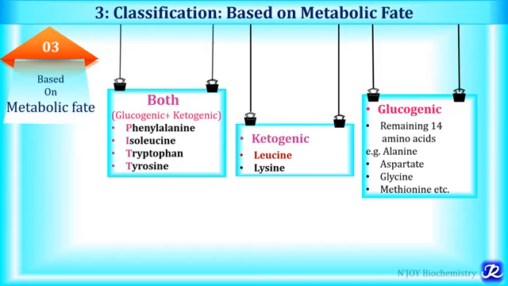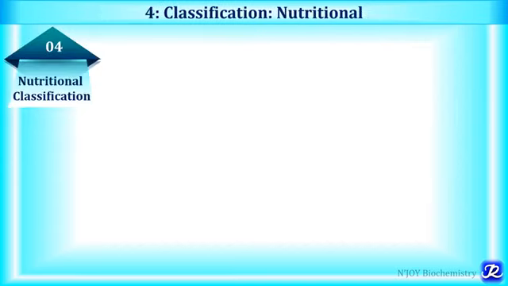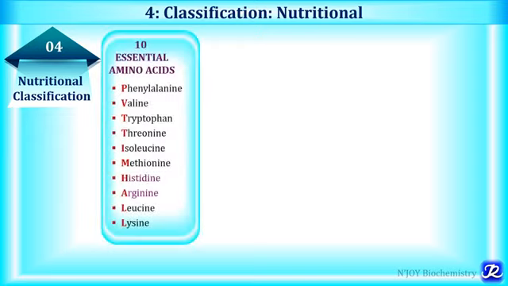So you have to remember four amino acids which are both glucogenic and ketogenic, that is PIT: phenylalanine, isoleucine, tyrosine and tryptophan. Leucine is exclusively ketogenic and the rest you can put into the group of glucogenic. Fourth way of classification is based on nutritional requirement. And as per the nutritional requirement, there are 10 essential amino acids. These essential amino acids cannot be synthesized by the body and hence they need to be supplied through diet.